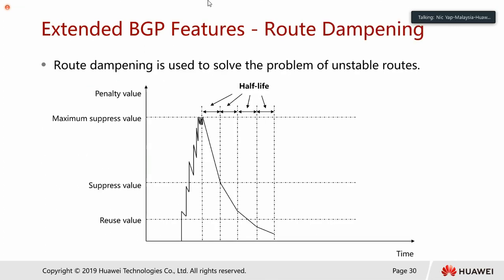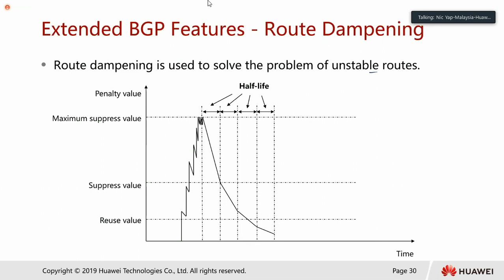And the next one is an extended BGP feature called route dampening. Route dampening is used to solve the problem of unstable routes. When your route keeps on flapping, up, down, up, down, every single flap I need to withdraw the route from the peers and send the update to the peers. To solve this, what other solution can we provide?